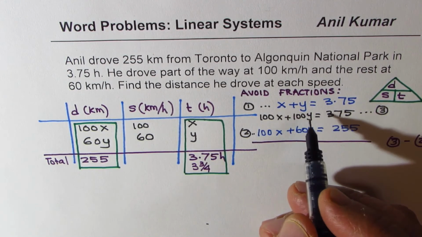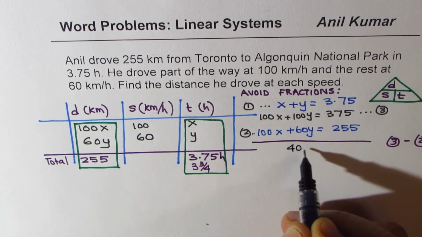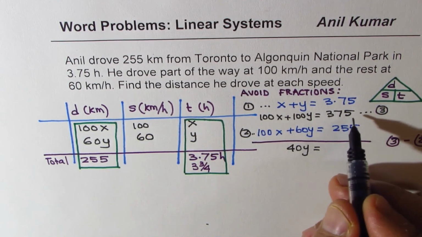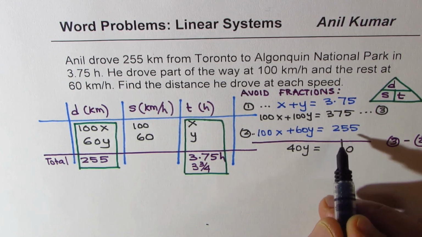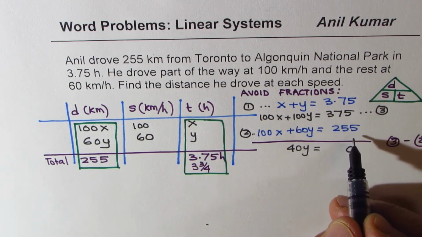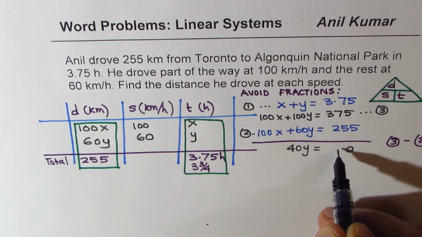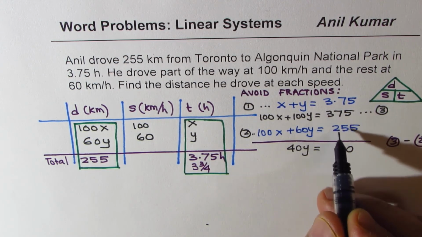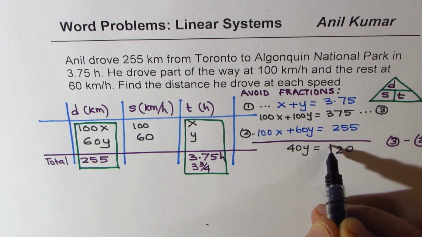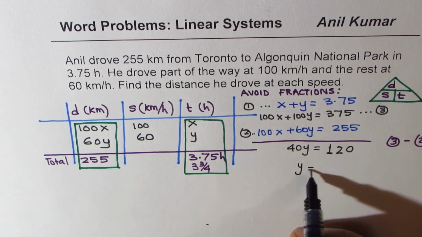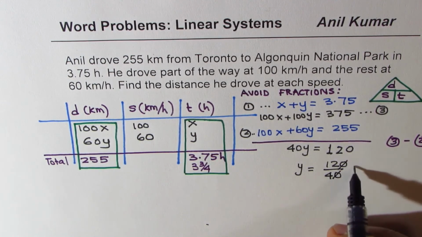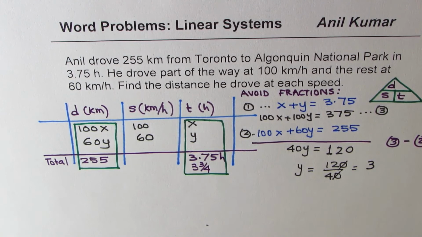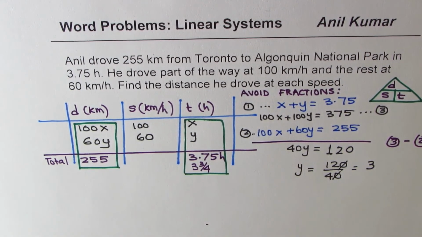100x cancels, and here we get 40y equals 375 minus 255, which is equal to 5 take away 5 is 0, 7 take away 2, 5 is 2, and 3 minus 2 is just 1. And so we get y equals 120 divided by 40, which is 3. So we get time 3 hours for y. Do you get the idea, right?